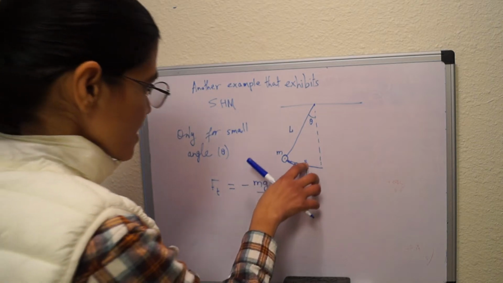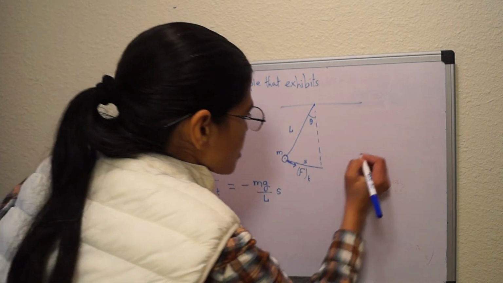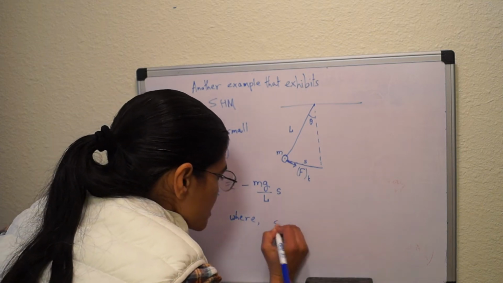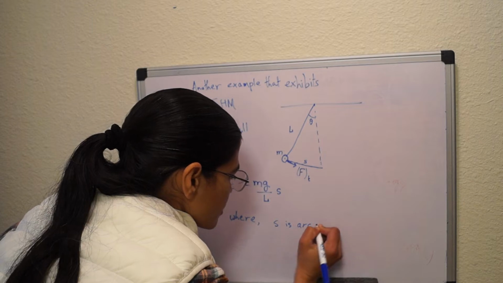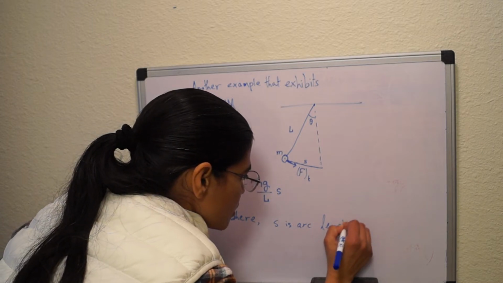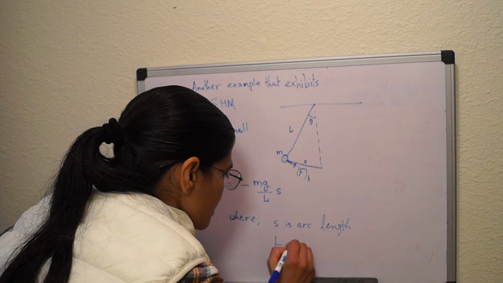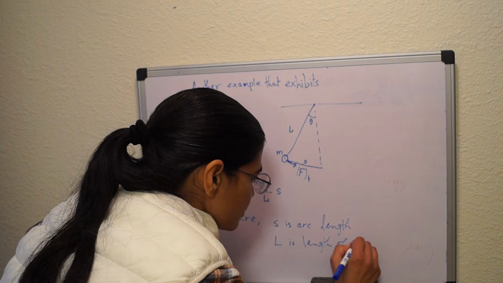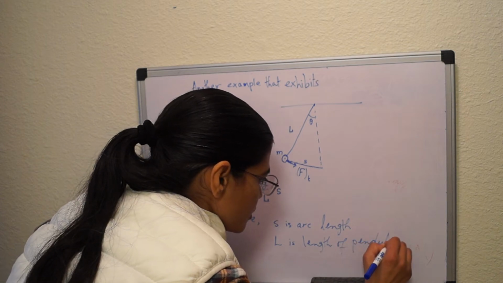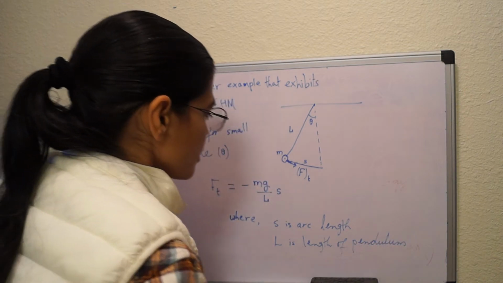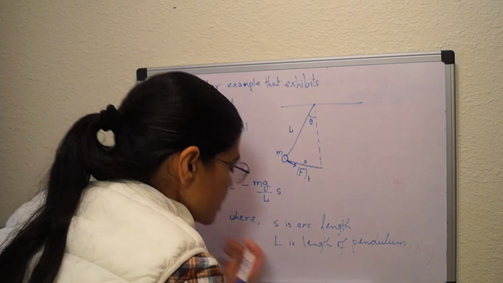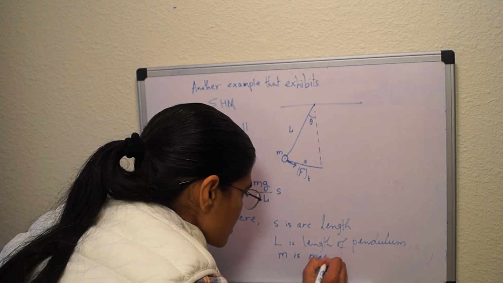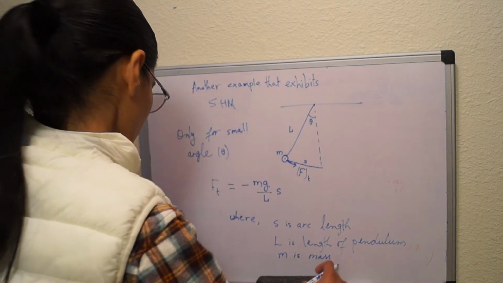S is again the arc length. I'm going to write this down, where S is arc length, L is length of pendulum, g is acceleration due to gravity or free fall acceleration, and m is mass of the pendulum.